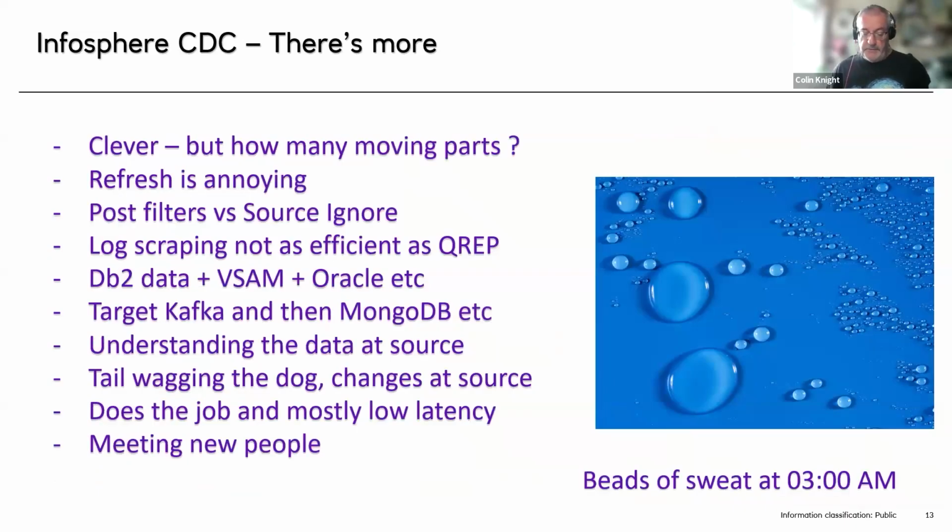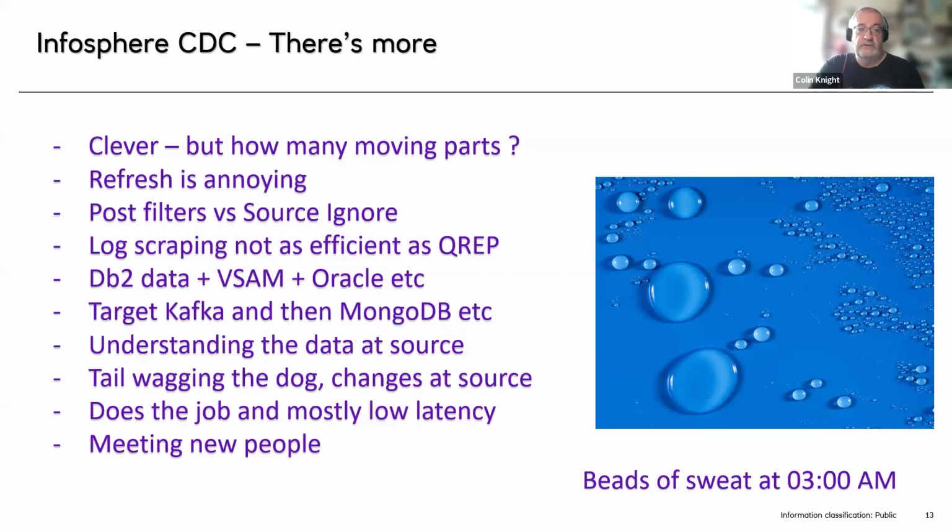Okay, so yes, it's clever, but there are a lot of moving parts. You've got capture, you've got apply, you've got the Kafka target, you've got the network. The log scraping process is one element in the capture side. And then on top of that, you've got your post filters potentially converting the data in one way or another. Some of the post filters can actually say, I'm not interested in anything but inserts or only updates, so you have to be really careful on how that's set up as well.